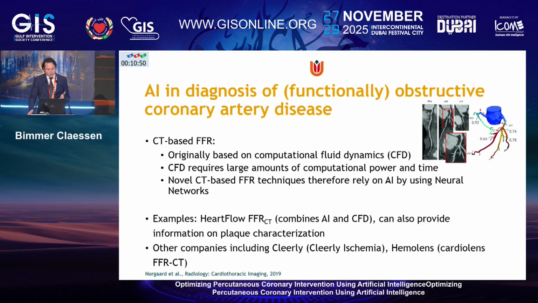So the use of CT-based FFR was originally based on computational fluid dynamics, and this is very computationally intensive. So it can take up to several hours, even for very advanced computers, to calculate the CFD and calculate an FFR. However, novel CT-based FFR techniques rely on artificial intelligence by using neural networks. And for example, HeartFlow, which now combines AI and CFD, can calculate FFR within mere minutes, and it can also provide information on plaque characterization. And there's other companies out there, including Clearly, that offer Clearly Ischemia, and HemoLens, that offer the CardioLens FFR CT solution.